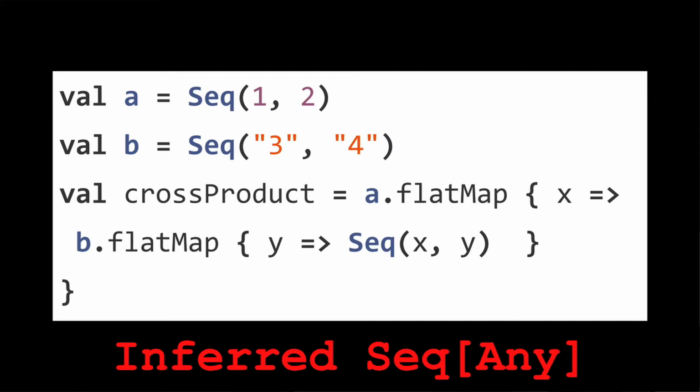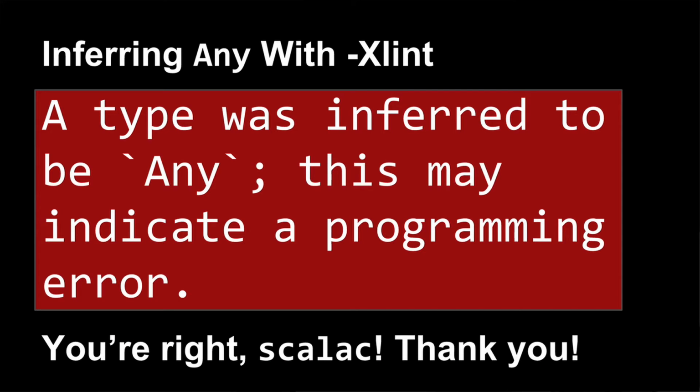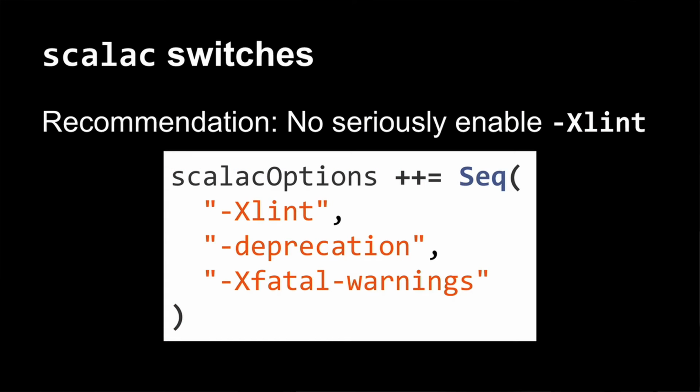So if I want to prevent this from happening, I can enable xlint, and Scala will give me this glorious error message that says Any was inferred. And the world is a much better place all of a sudden. So back to this. Go home, add those things to your project. You will find mistakes most likely, and if not, you won't make as many in the future.